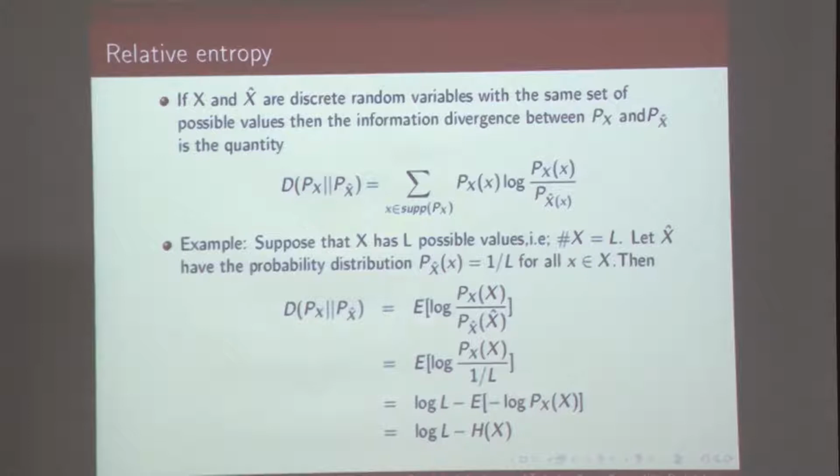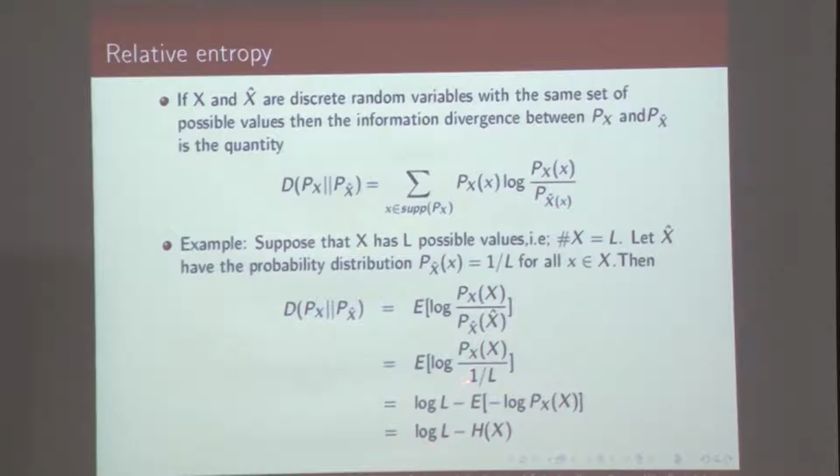So if I have a random variable X that takes L possible values, and let's say I have another random variable X hat which is uniformly distributed, and obviously takes the same L possible values. So the distribution of P of X hat is 1 by L. And if I compute the divergence between P of X and P of X hat, the notation used is this. So this is nothing but the expectation with respect to X of this quantity. So this will be P of X divided by P of X hat. P of X hat is 1 by L.